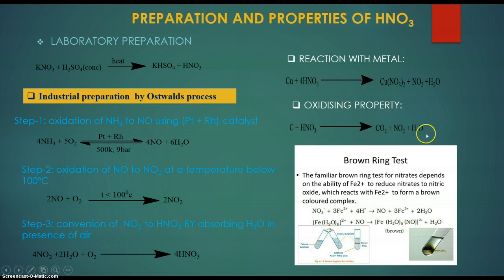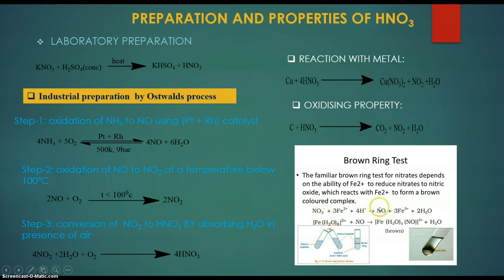Now let's come to the brown ring test, which is very important for the practical purposes of class 11 and class 12 as well. Here we take a nitrate salt and mix it with freshly prepared ferrous sulfate, that is Fe2+, in presence of concentrated H2SO4 as an acid. In the first step, nitric oxide is produced, where Fe2+ is oxidized to Fe3+ and NO3- is reduced to NO.